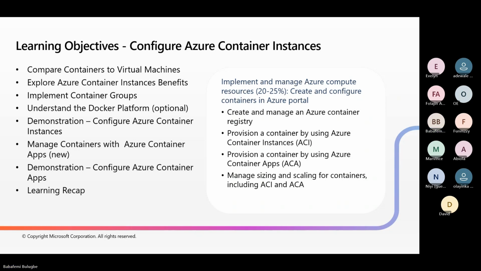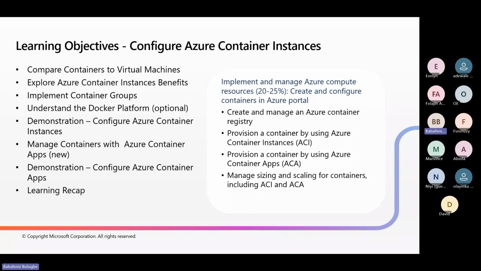So yeah, we'll talk about the comparison of containers to virtual machines, which is what I just talked about. Then we explore some of the benefits of using a container instance. Then how do we implement what we call a container group? This is just a collection of containers. Then the Docker platform, which is optional.